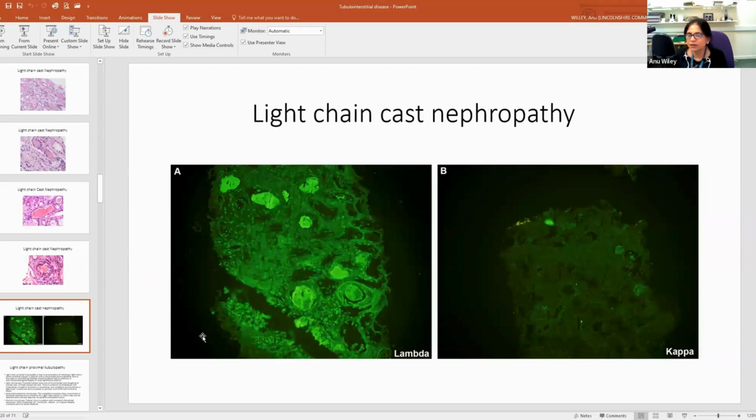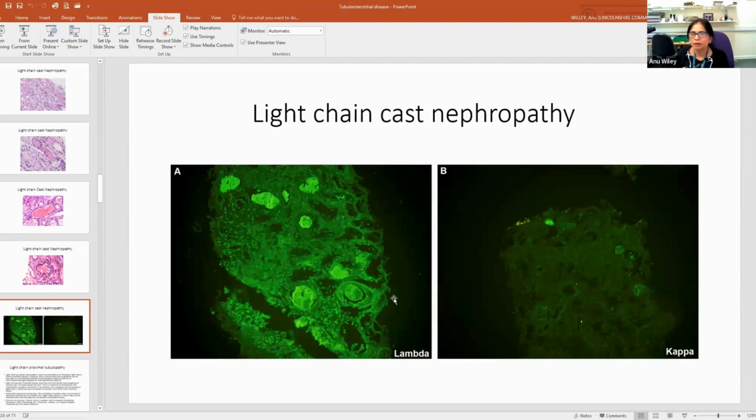So when you look at immunofluorescence, we see that A is the lambda staining and B is the kappa. And you can see that there is quite strong staining with lambda light chains, but hardly any staining with kappa. So there is light chain restriction.